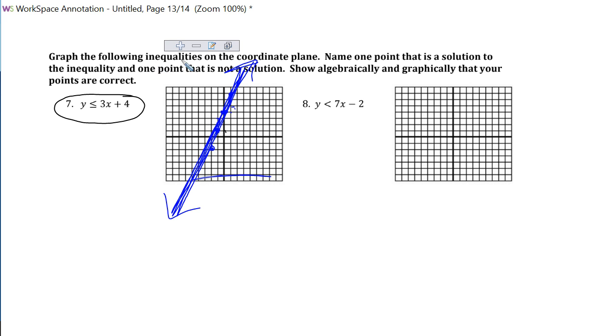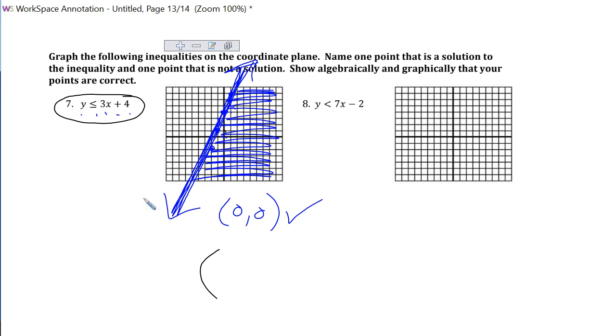Yeah. Now, I always like to test a point to make sure I'm right. We're saying the point 0, 0 works, right? Yeah. So, is 0 less than 0 plus 4? Yeah. So it does work. So it says give one point that works. Now give me one point that doesn't work, Carson.